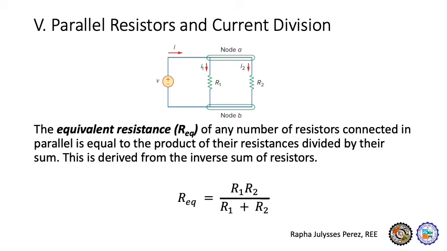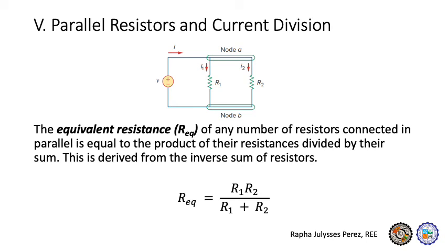The next thing that I'd like to discuss would be parallel resistors and current division. We have discussed series resistors earlier. Now let's move on to parallel resistors. The equivalent resistance for resistors in parallel is equal to the product of their resistances divided by their sum. So this is basically the inverse sum of resistors when they are in parallel.